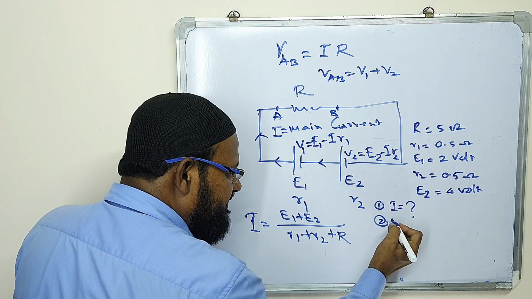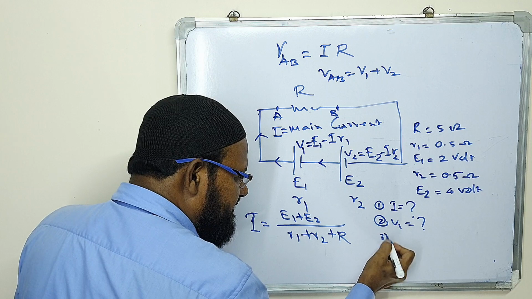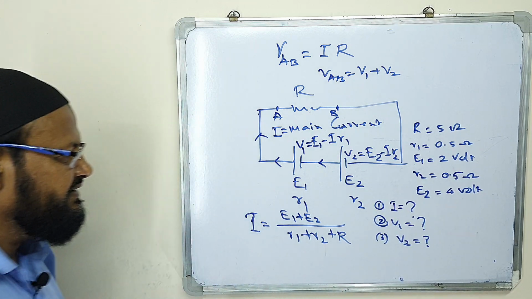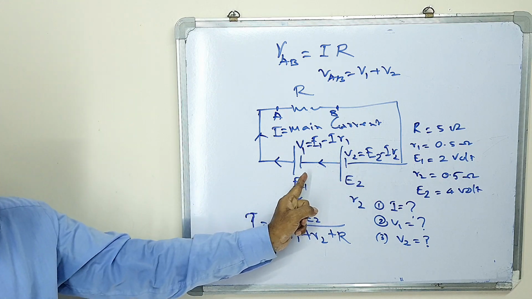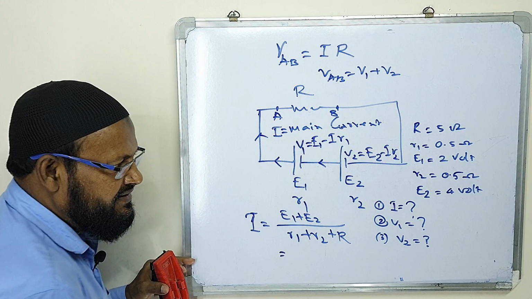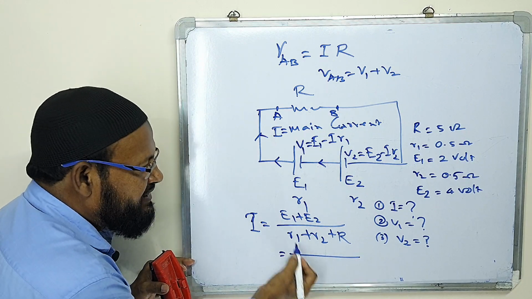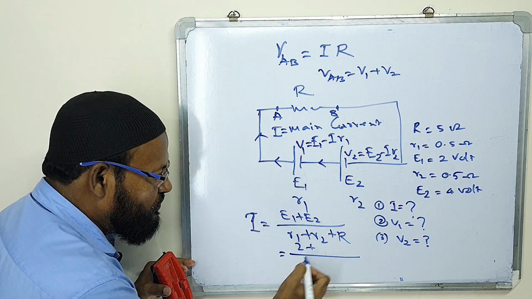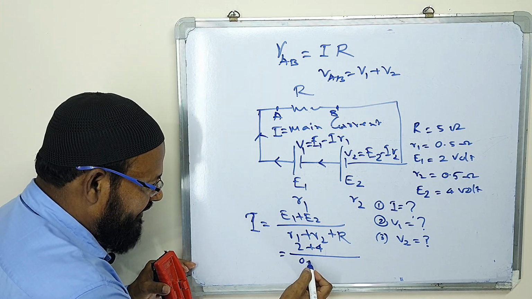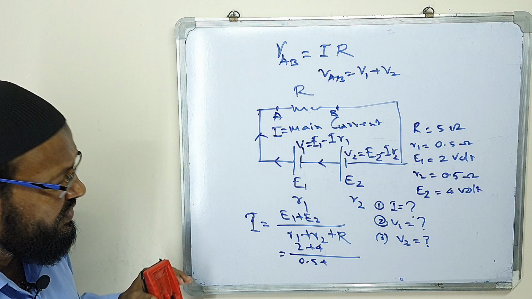Now the question is, first we have to calculate I. The second question is, sir, V1. The third question is, sir, V2. Please see here. Since the two cells are helping each other, what is the formula? Sir, this is the formula. Please take E1. What is E1? Sir, 2. What is E2? Sir, this is 4. This is 0.5. R2 is also 0.5.